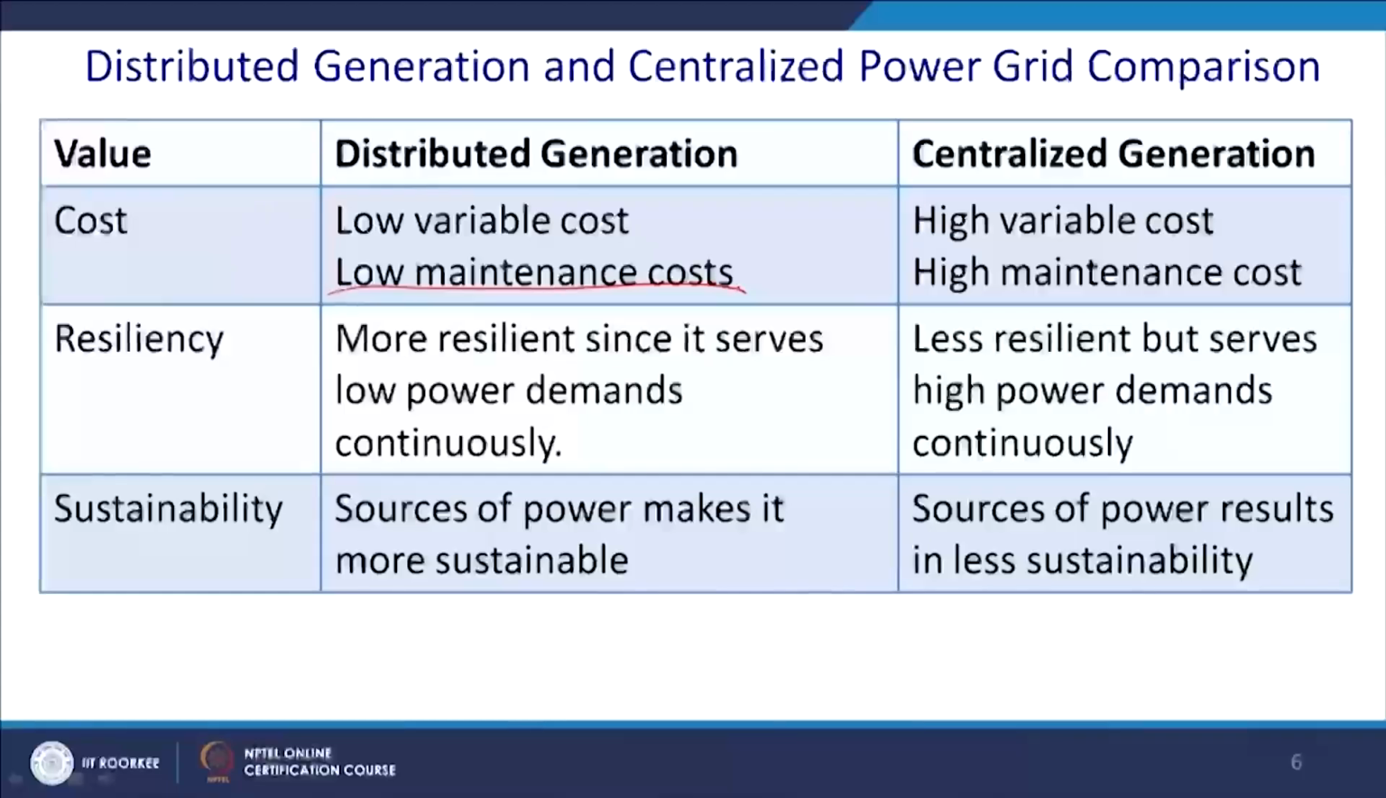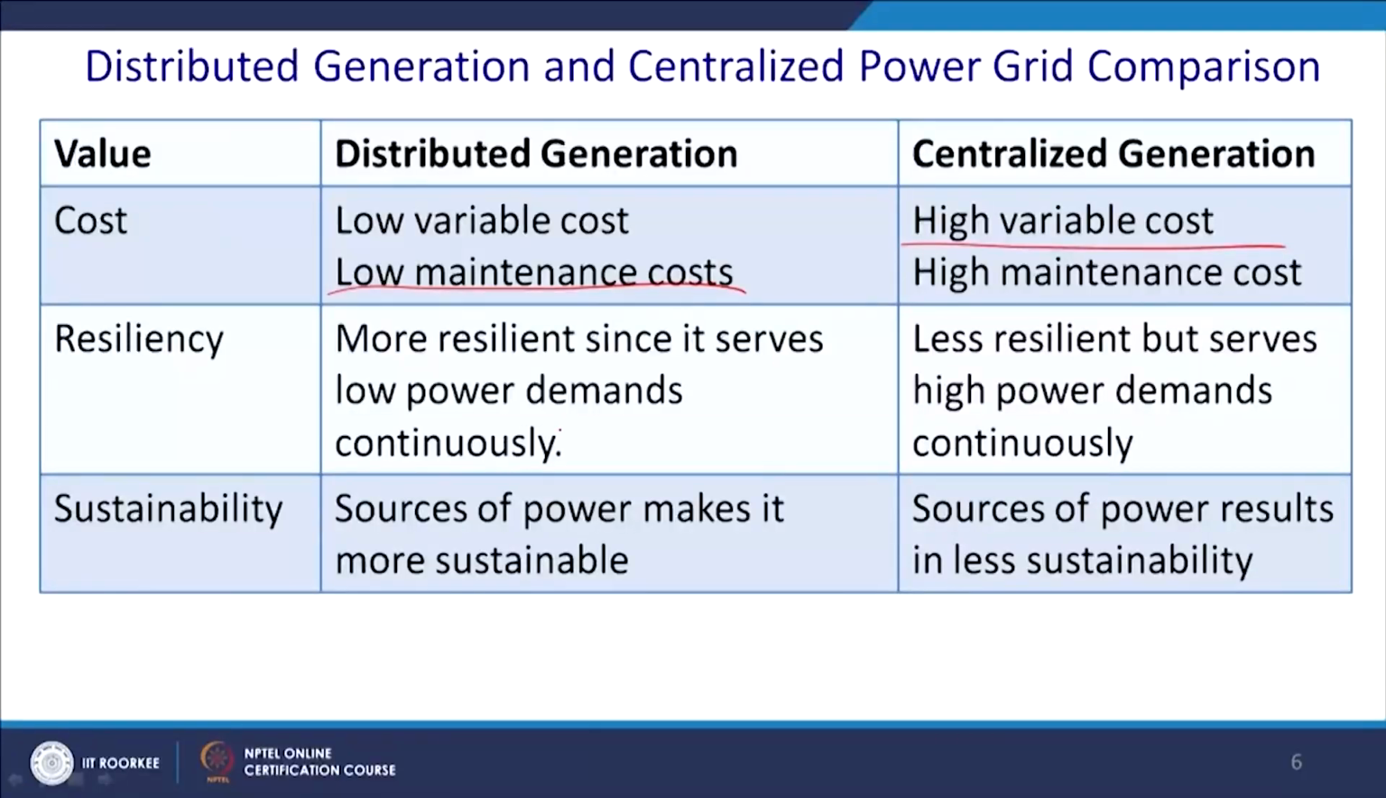Centralized generation has high variable costs because of the fluctuating nature of fuel prices. Since you are using an oil or gas fired service station, when oil or gas prices vary, your raw material prices vary, and thus you have high variable costs. There are also high maintenance costs, since you need to maintain the power from the generation to the end users. So, different kinds of people and different stakeholders all have to be involved to deliver power.